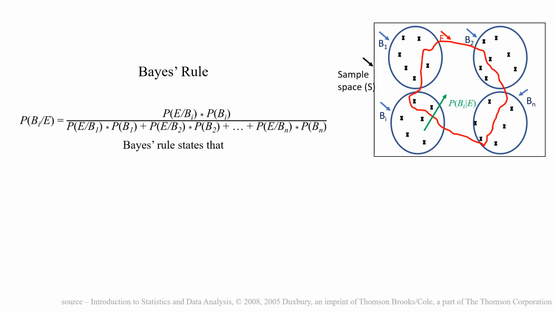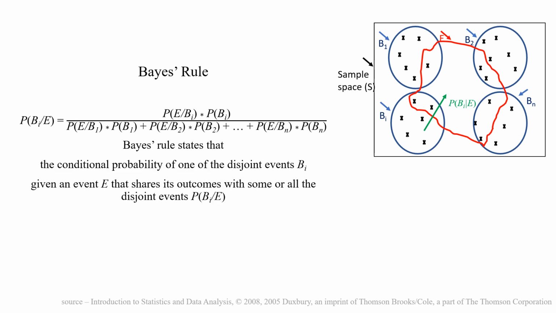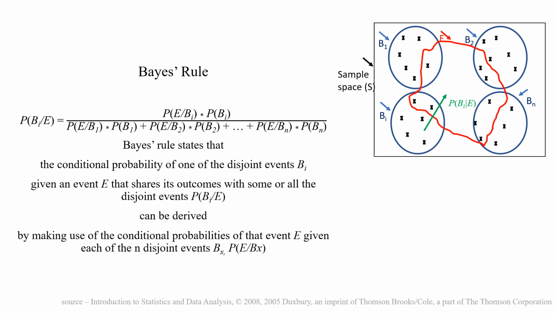Thus, to summarize, Bayes' rule in its more generic and extended form states that the conditional probability of one of the disjoint events Bi given an event E that shares its outcomes with some or all the disjoint events can be derived by making use of the conditional probabilities of that event E given each of the n disjoint events Bx and the individual probabilities of Bx for all n values of x.